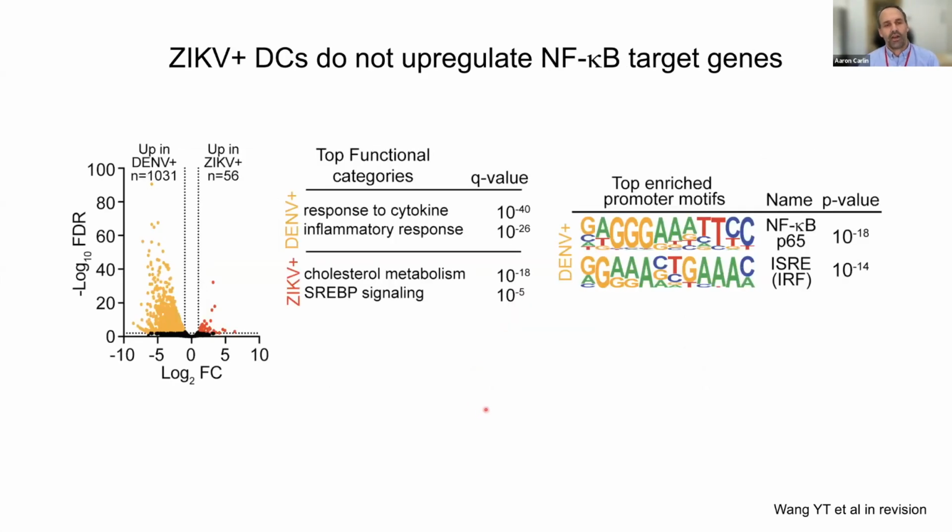To try to understand why this was occurring, we compared dengue virus and Zika virus infected DCs and looked at the gene expression programs. And as you saw before, dengue virus strongly upregulated cytokine inflammatory responses, whereas Zika virus predominantly upregulated lipid biosynthesis. And if you looked in the promoters of a lot of these 1,031 upregulated genes, there was a strong enrichment for NF-kappa B P65 motifs, which suggested that a lack of P65 activation may be important for the loss of this response in Zika.